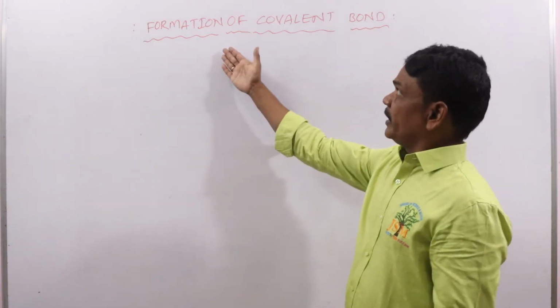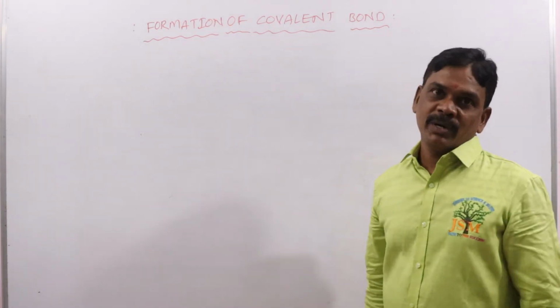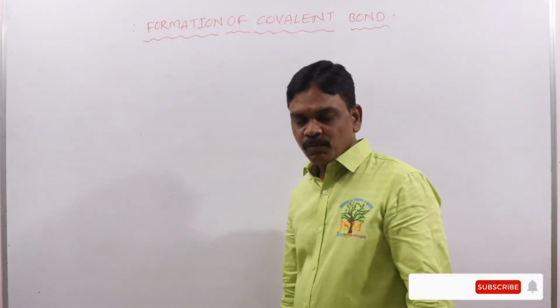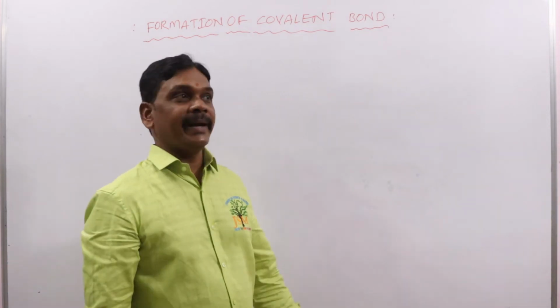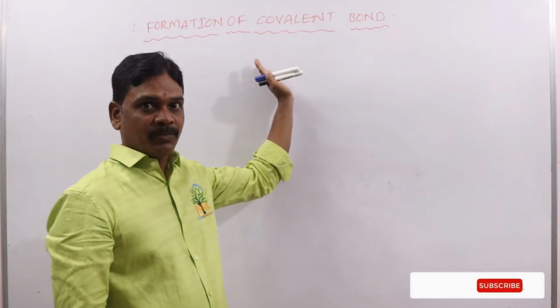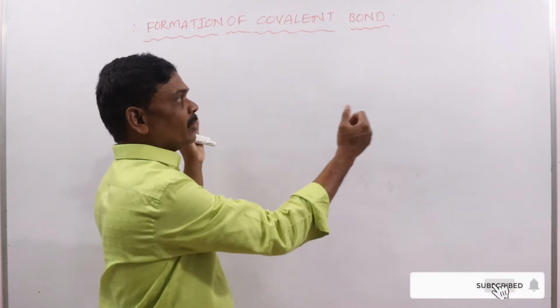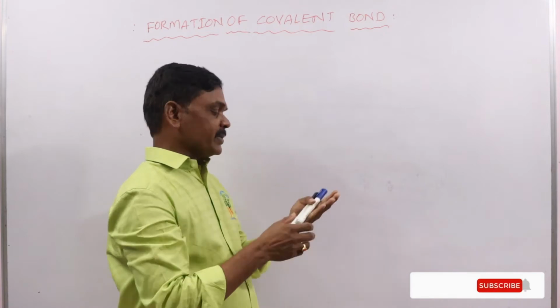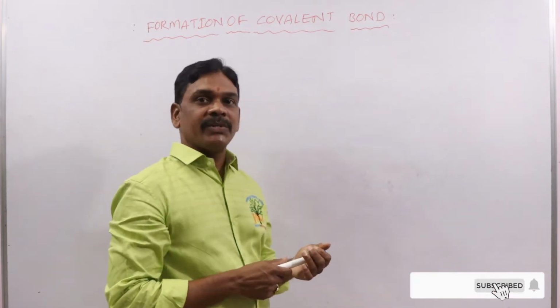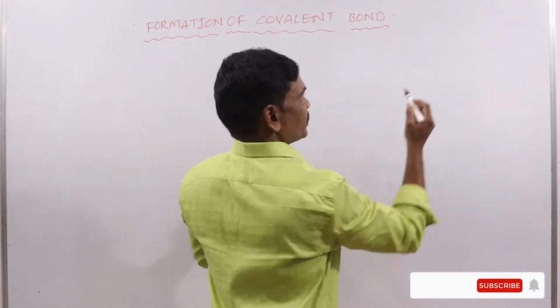So today I'm going to explain the formation of a covalent bond. The formation of a covalent bond is explained in terms of valence bond theory only. To form a bond between two atoms, the atoms must approach each other.